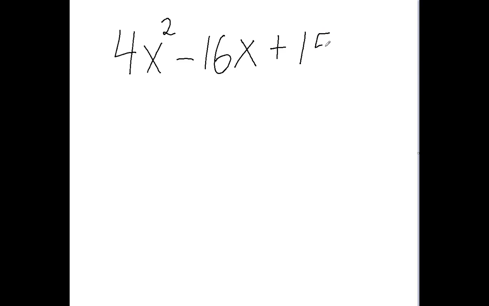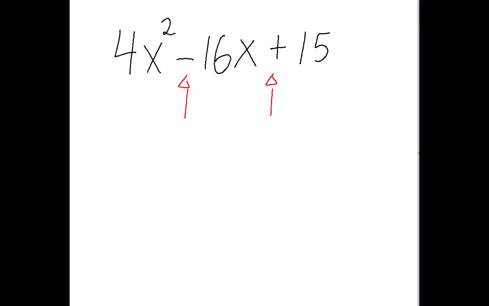So here's what I have: 4x squared minus 16x plus 15. 4x squared minus 16x plus 15. Now I want you to notice that this sign is a minus and this sign is a plus.